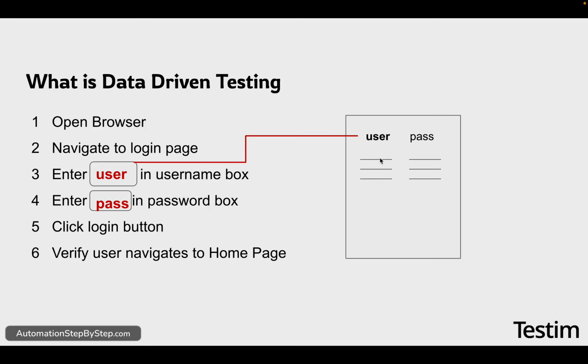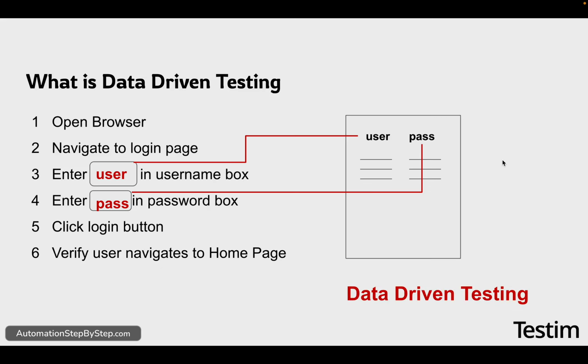It can also be a CSV file, a JSON file, or it can also be a script within our project, and then the password will come from this parameter of the Excel file, and this process is called data-driven testing.